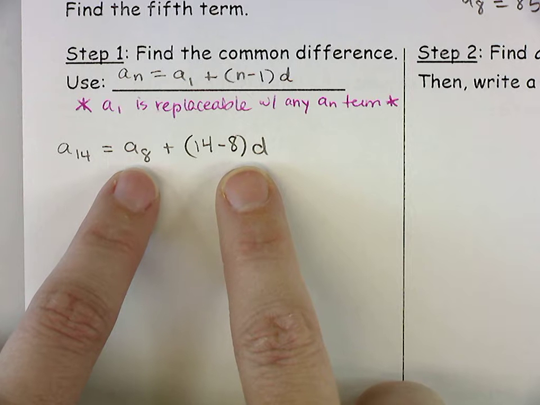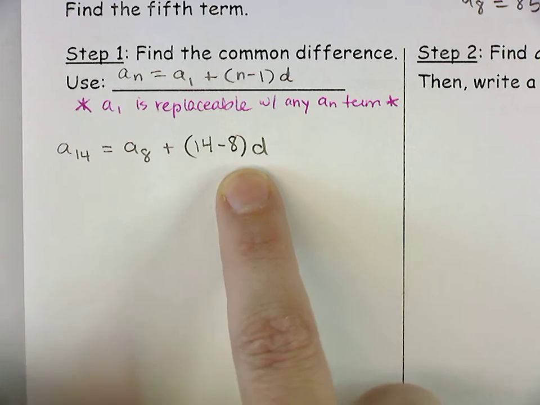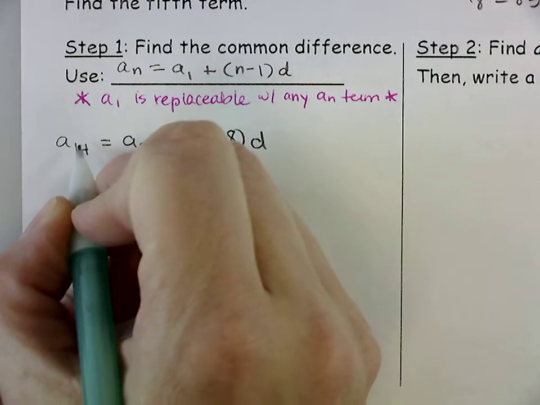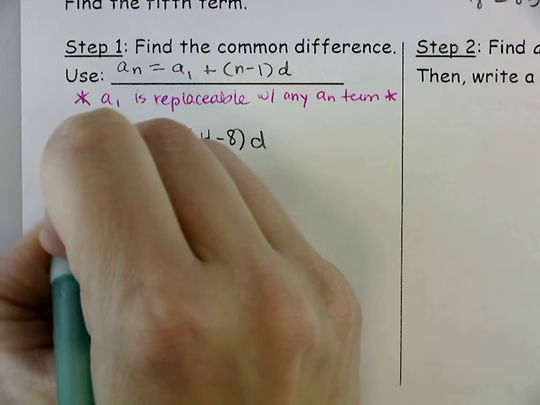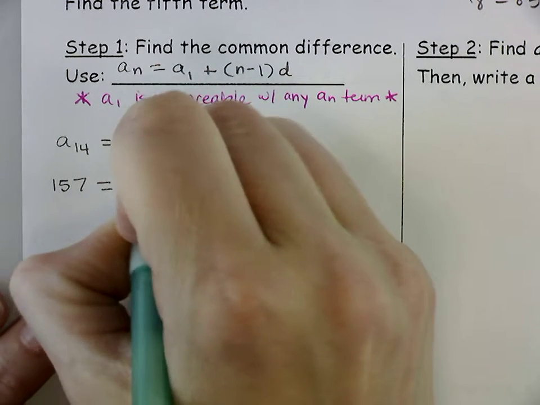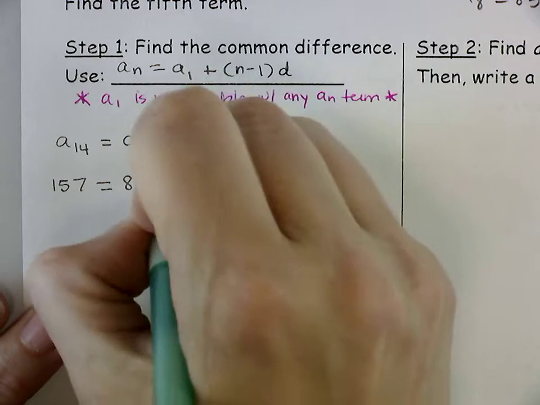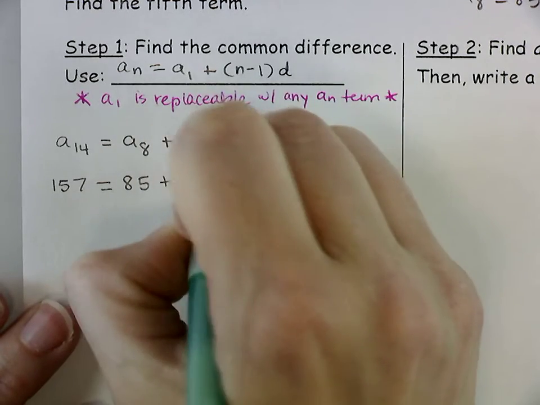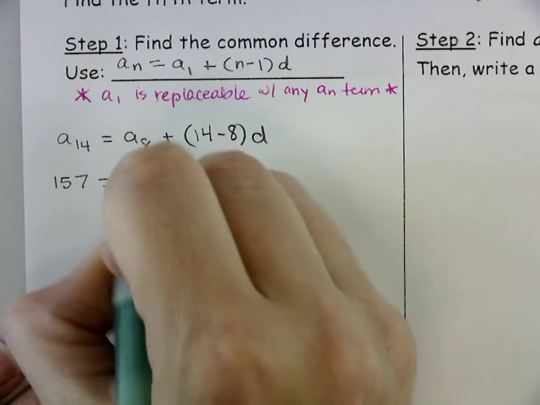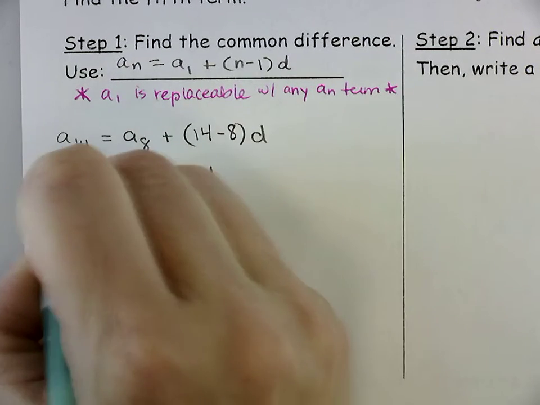Should we plug in the actual numbers? I can't hear you. Should we plug in the actual numbers? Yeah, we are. Okay, so now what we're going to do is we're going to plug in a sub 14, which we know is 157. And then a sub 8 is going to be 85. And then 14 minus 8 is 6. And then I could just solve this for d. So this would give me the common difference.